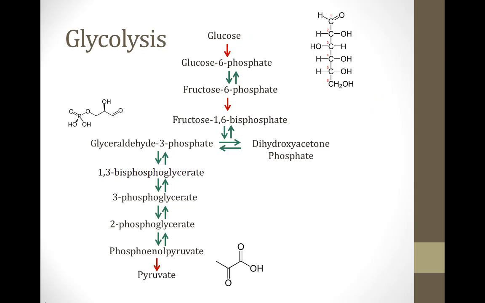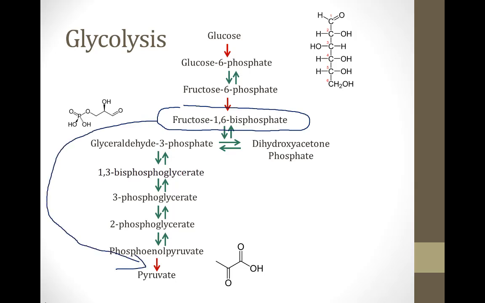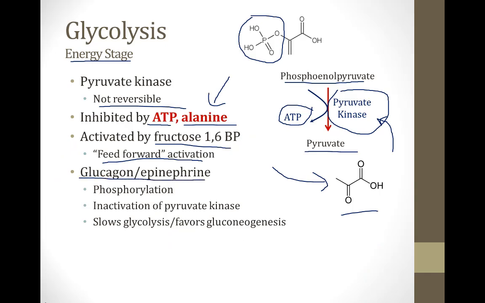If we go back to our overview of glycolysis, this is where fructose 1,6-bisphosphate occurs, and it can feed forward and activate this final step to keep molecules moving in this direction through glycolysis. The hormones glucagon and epinephrine can affect this step. They can phosphorylate pyruvate kinase.